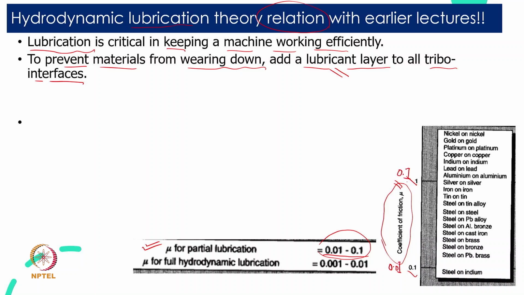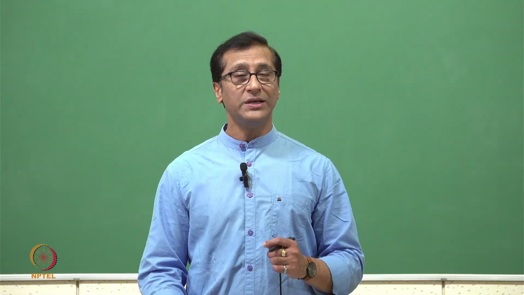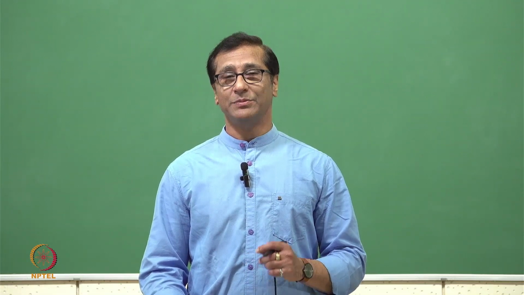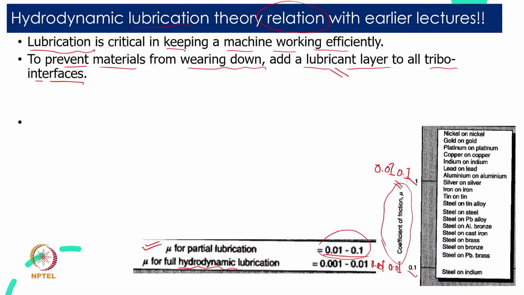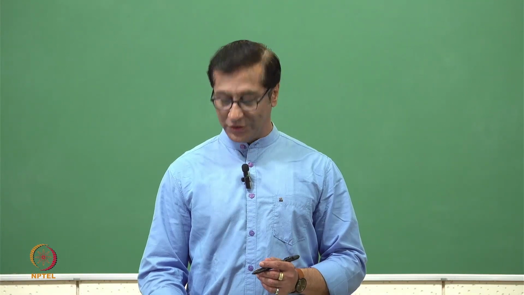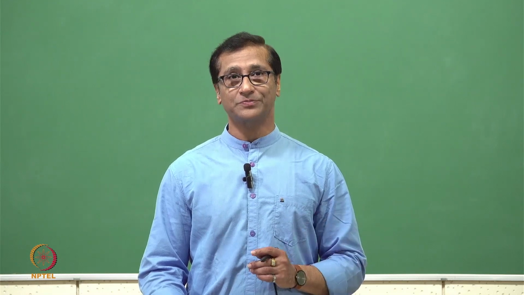Now if I go ahead with the full hydrodynamic lubrication mechanism, then it varies from 0.001 to 0.01. That means if you want to reduce the coefficient of friction by a factor of 100, that means to 1%, we should go ahead with hydrodynamic lubrication. That is what initial literature, or initial thinking, says. There is a need to understand it.